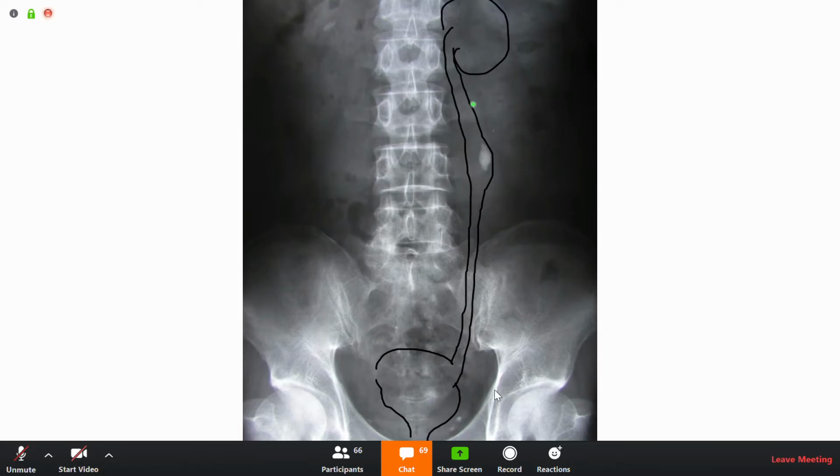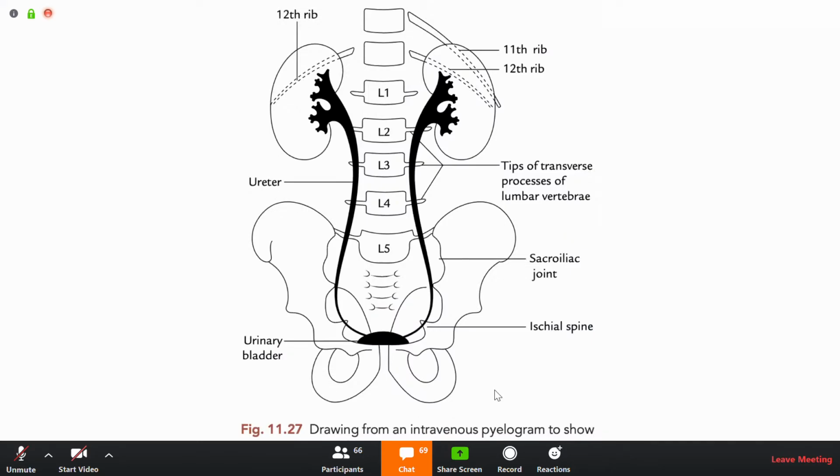So that explains. And if I want to add further, I can show you in this image. Look at it. I was trying to show you this. So this was going near to the tip of the transverse processes. So that explains that it is in line with the ureter.